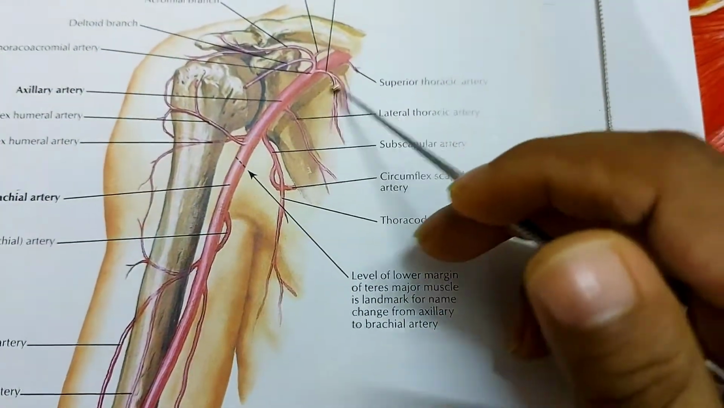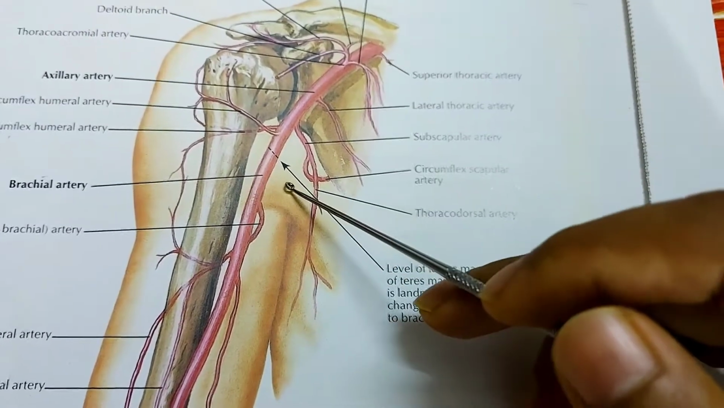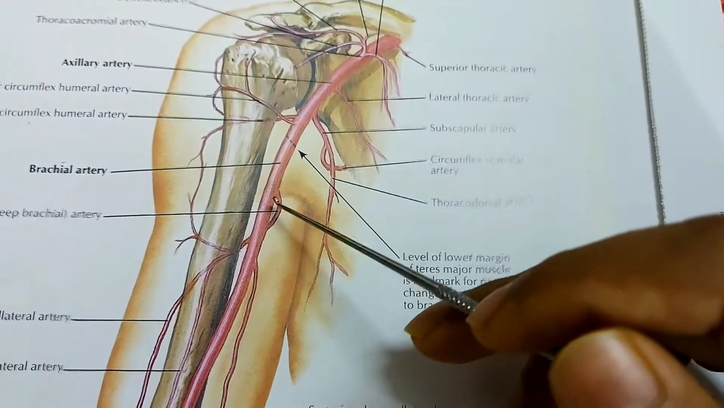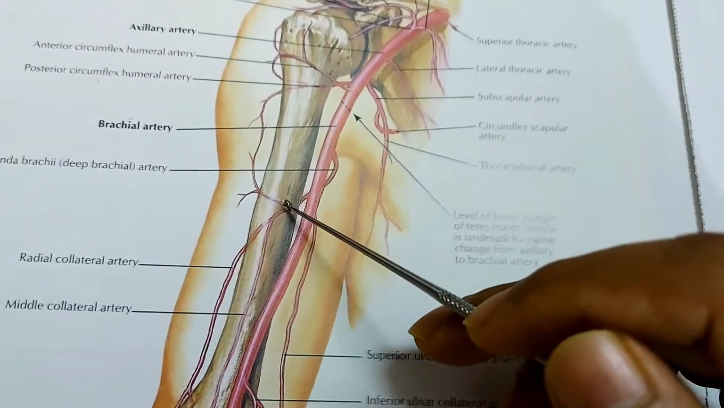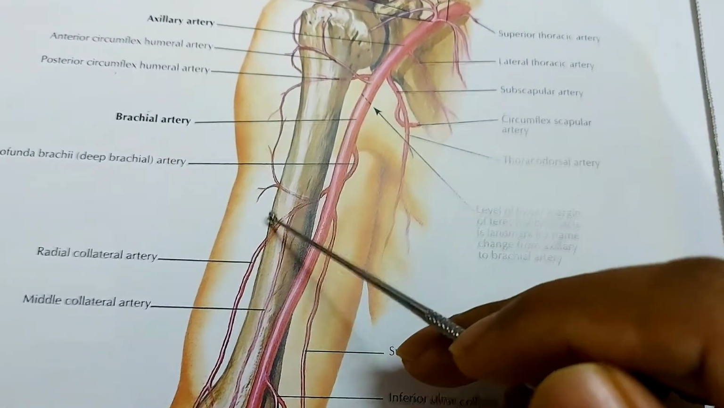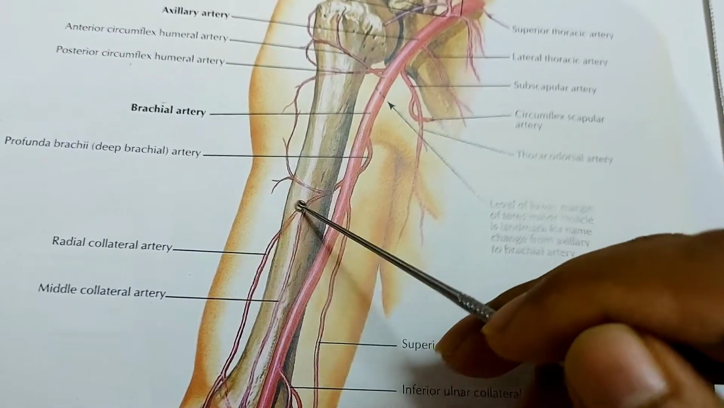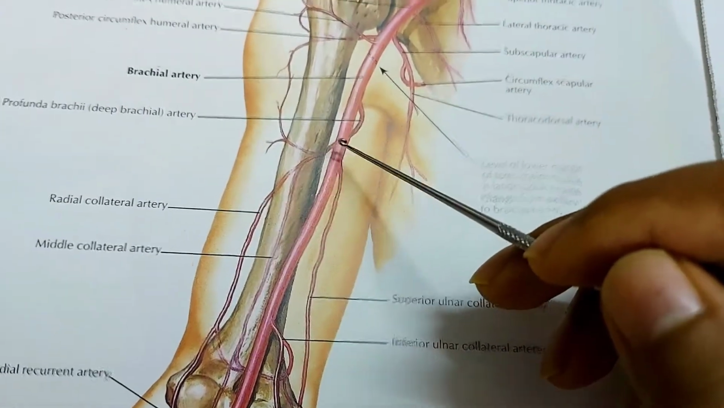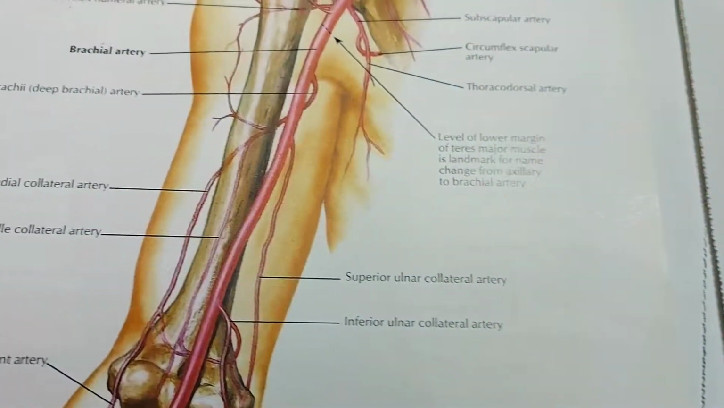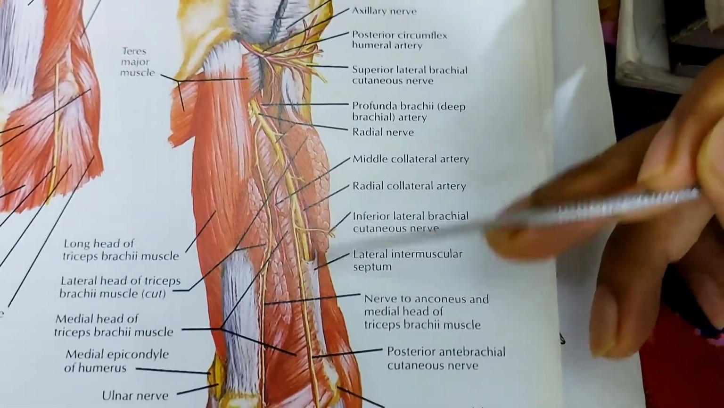Here we see this is the brachial artery. After forming the brachial artery underneath the teres major muscle, it has a branch. This branch is known as the deep brachial artery or the profunda brachii artery. Here we see this artery winds back to the back of the arm and then passes downward. This artery, along with this radial nerve, passes downward.